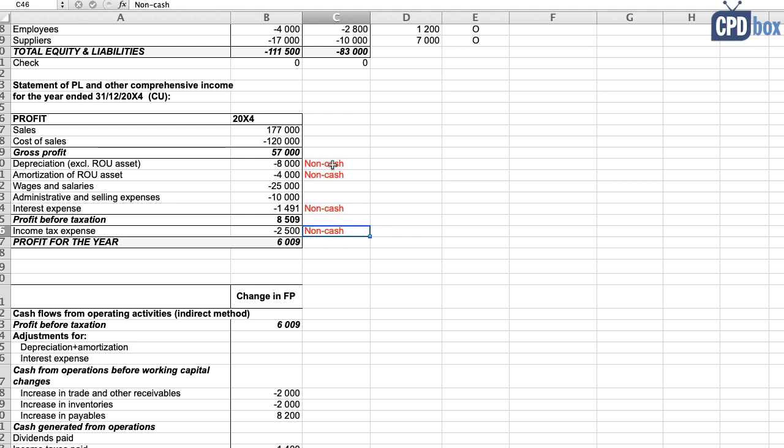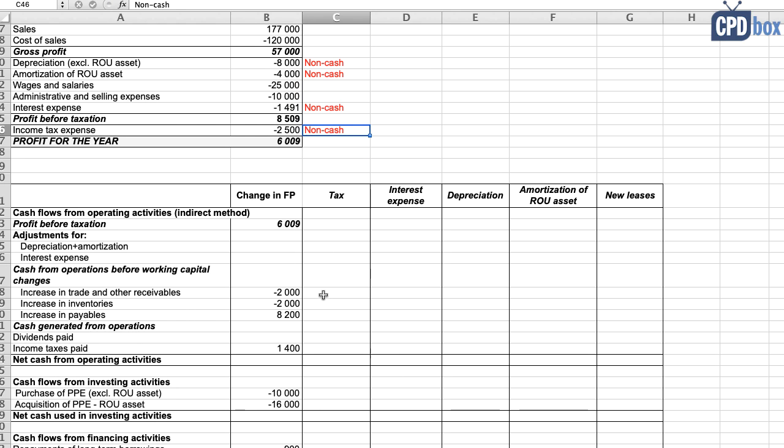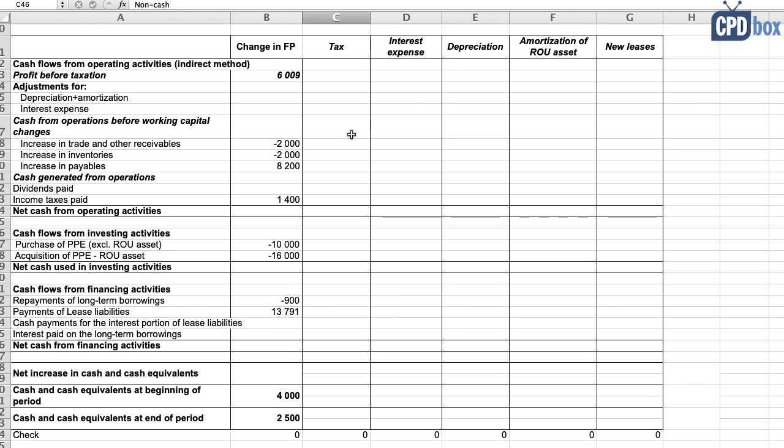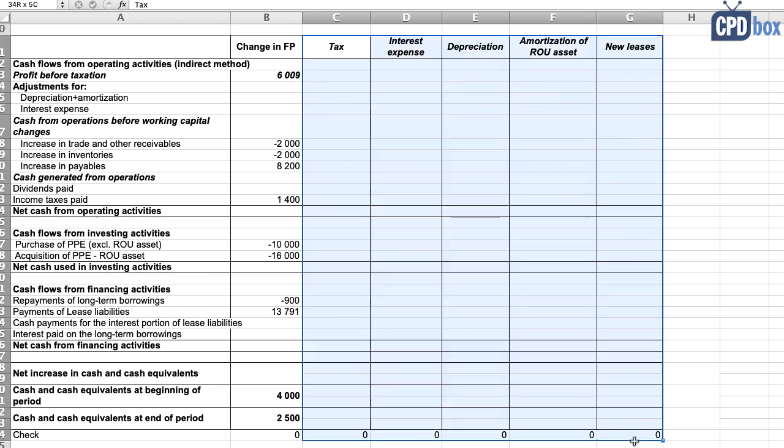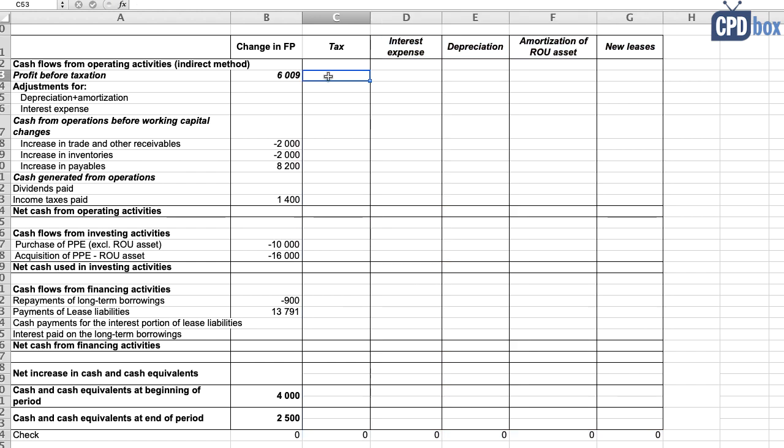So before we actually start working on adjustments for non-cash items, here are a few tips. Make each adjustment in a separate column, like I have pre-made columns here for you. And making adjustment means adding a number to a certain line item and deducting it from the other one. So the total is always 0, right? So you will see that in a second.